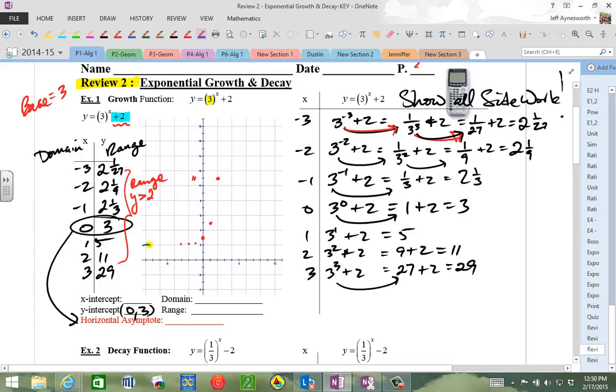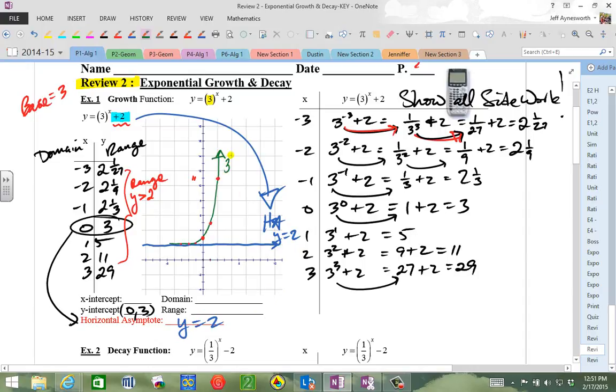So I'm going to graph that. Here's my horizontal asymptote in blue. y equals 2. Call that HA for horizontal asymptote. I know that because of this plus 2, and I can see that in the graph. So when I draw the function, it approaches that horizontal asymptote and then takes off upward because of the growth function here. All right.